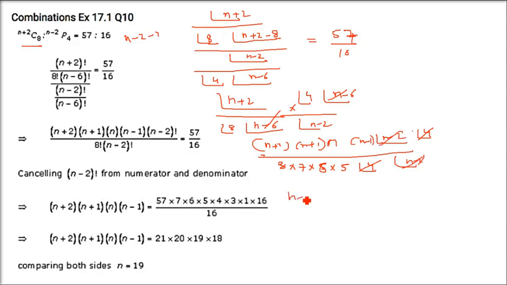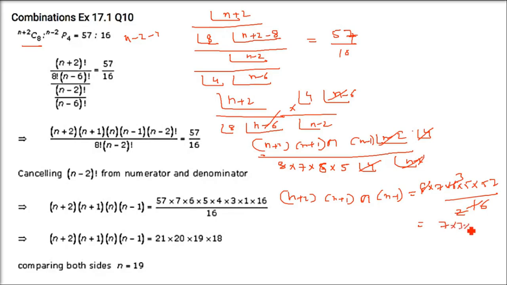So you have n plus 2, n plus 1, n, n minus 1 is equal to, now we have on the right hand side 57 by 16. So take on the right hand side 8 into 7 into 6 into 5, and then 57 by 16. So you have to do some calculations here, and then you have to find out what the calculation will be equal to. So when you solve this multiplication, that is equal to 21 into 20 into 19 into 18. So that is very important. This step is very important.